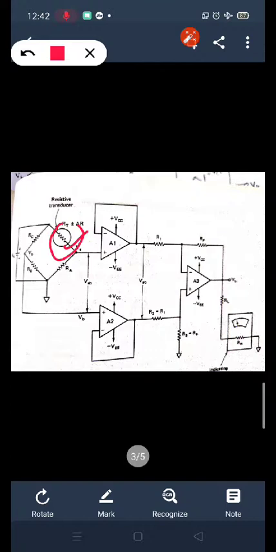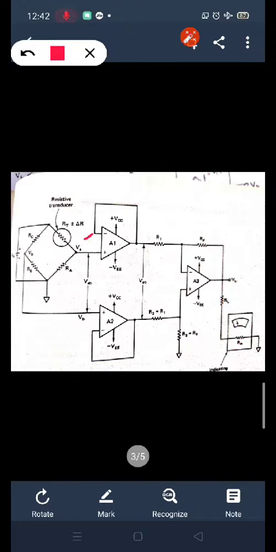The resistive transducer is connected to one arm of our bridge and its resistance changes as a function of some physical energy, and it is denoted by RT plus or minus delta R. The bridge is DC excited, but it could also be AC excited.